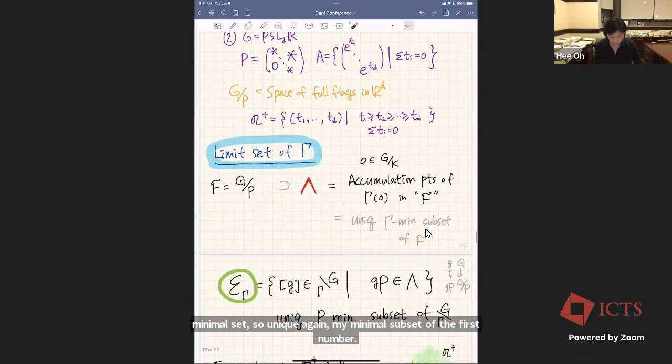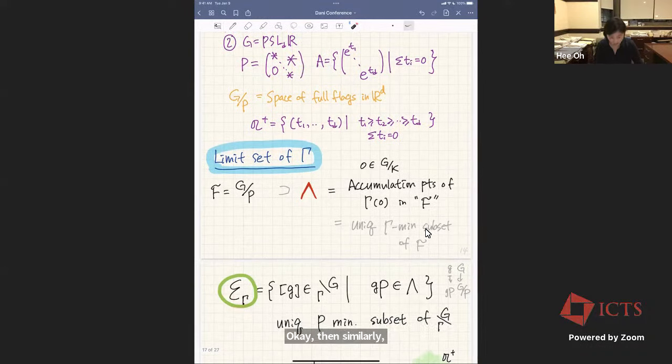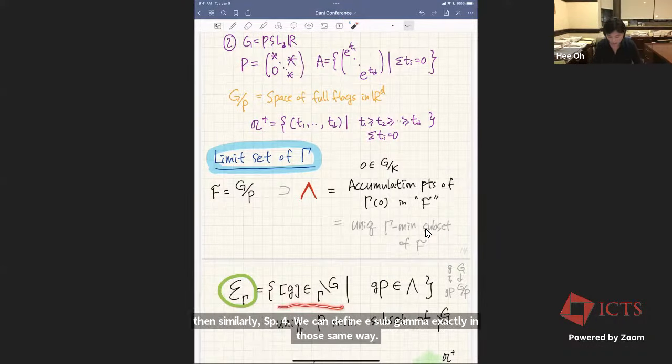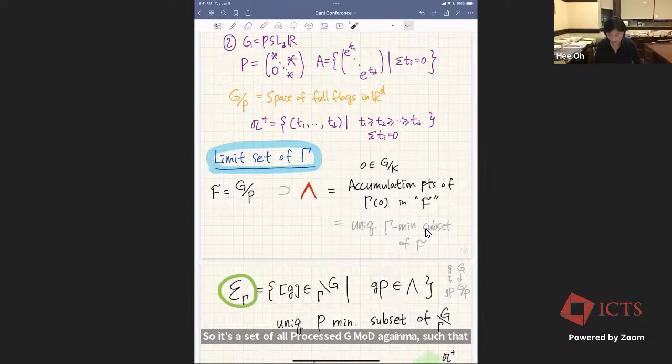Then similarly as before, we can define E sub gamma exactly in the same way. It's the set of all cosets in G mod gamma such that gP lies in lambda. So I have this projection map from G to G mod P, g goes to simply gP, and the limit set is a subset of G mod P, so this condition makes sense. And this is exactly the same set, the generalized E sub gamma we defined for PSL_2(R) before. And because our limit set is the unique gamma-minimal subset of F, this E sub gamma is the unique P-minimal subset of G mod gamma.